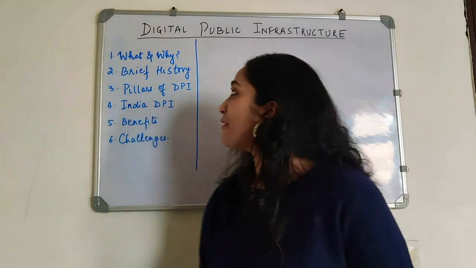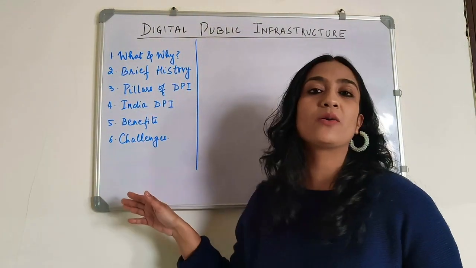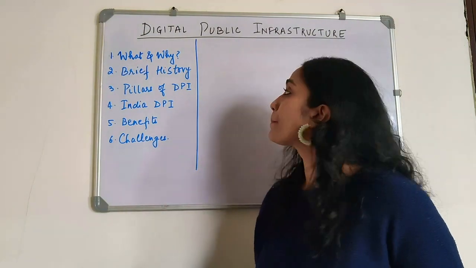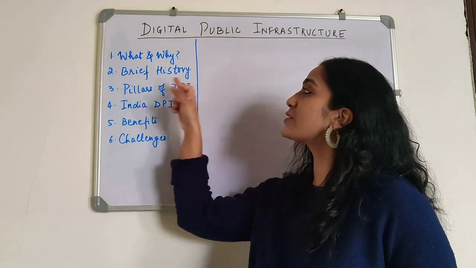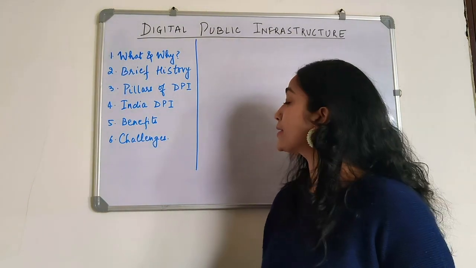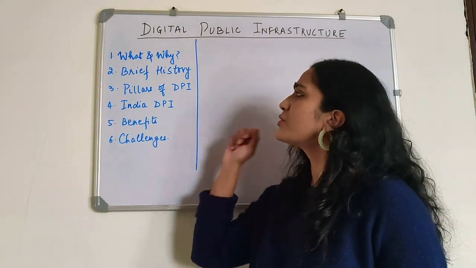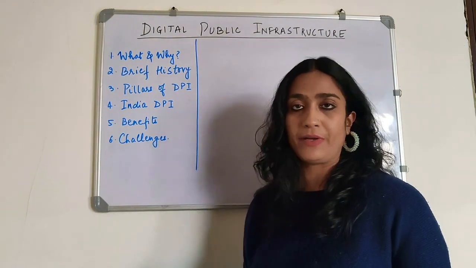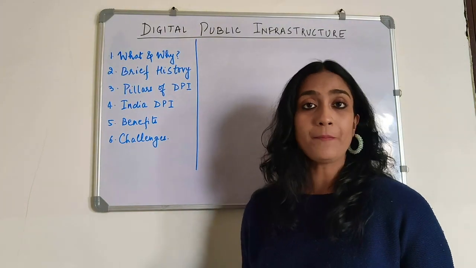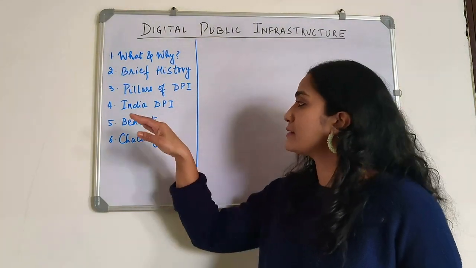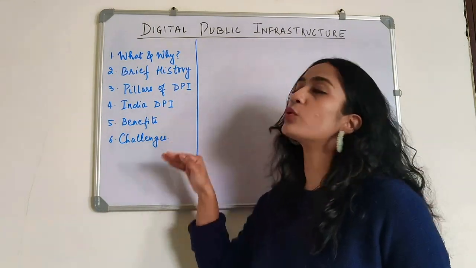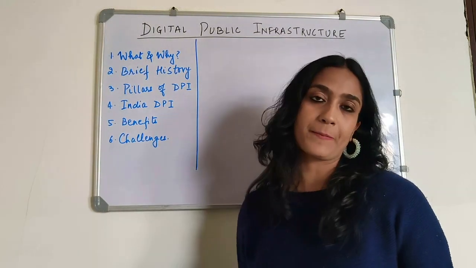Okay, so these are the six topics that we are going to cover. First of all, we are going to start with what DPI is and why we need it. Then we'll move on to discuss a brief history of DPI and put the present things in context. Then we will discuss the three important pillars of DPI. After that, we'll discuss the digital public infrastructure in India. Lastly, we'll discuss the benefits and challenges. We'll use examples and we will discuss both these points in relation to DPI.